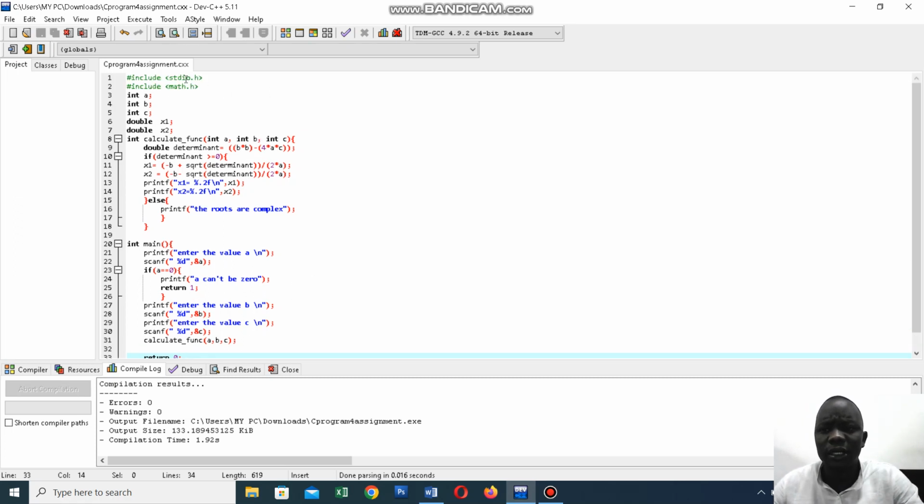I want to begin by explaining my libraries. I have two libraries: the standard input and output .h library, then the math library. The standard input and output library helps with printing something on the screen or inputting something. The math library helps me do mathematical calculations, maybe getting a square root or the determinant. That's why I have included this math library.